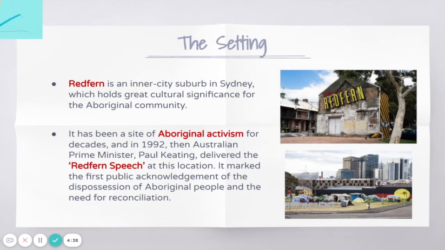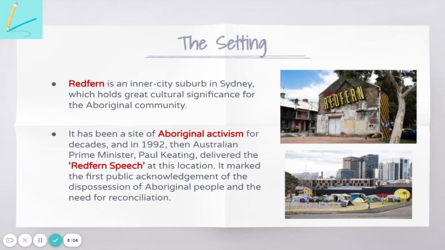it has been the site of lots of Aboriginal activism for many decades, and probably most famously in 1992 our Australian Prime Minister back then was named Paul Keating, and he delivered the iconic Redfern speech in Redfern. So it marked the first ever time that any politician in Australia publicly acknowledged the dispossession of Aboriginal people and the need for reconciliation.